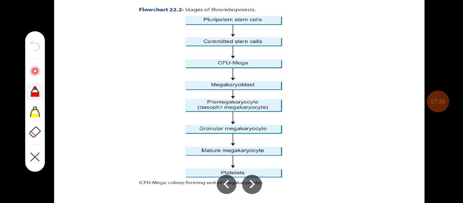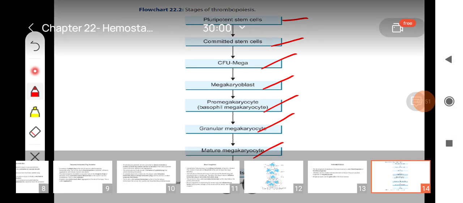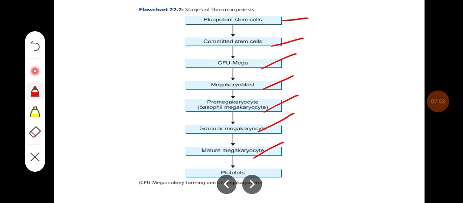So these are the different steps of thrombopoiesis. From the pluripotent stem cells, committed stem cells are derived. Then they will form colony forming unit mega. They in turn lead to megakaryoblast, then promegakaryocyte, granular megakaryocyte, mature megakaryocytes. And the fragmentation of the mature megakaryocytes is going to lead to platelets. Sometimes one mature megakaryocyte can lead to formation of 2000 to 4000 platelets.